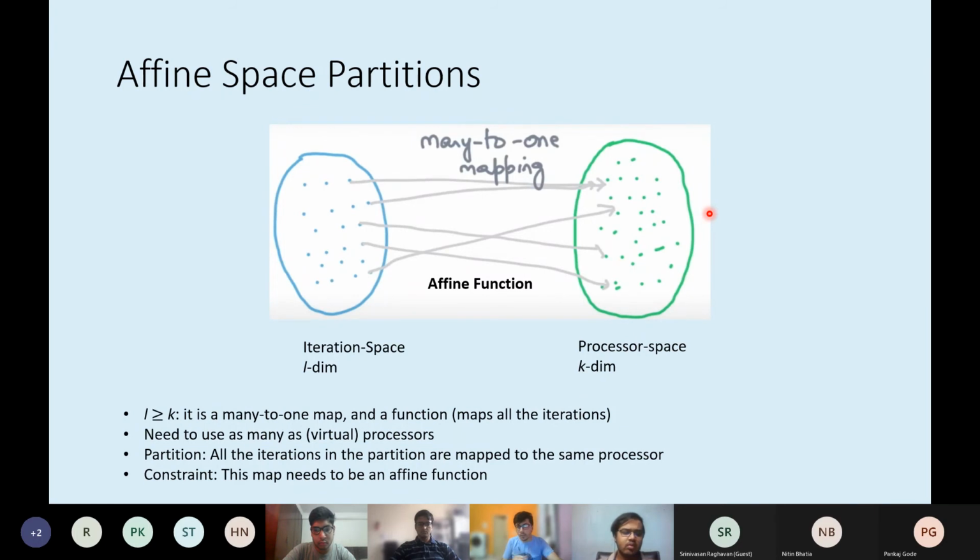Once this mapping is done, we'll have partitions in the iteration space, which basically says that all the iterations in that partition are mapped to the same processor. They are assigned to the same processor, which means that the same processor will execute all of those iterations. Now the constraint that we put is that this map that we want to find should be an affine function. This is just a constraint that we're putting from our side, and it is not necessary, but it just makes the analysis easier.